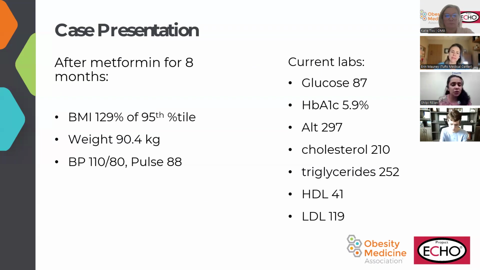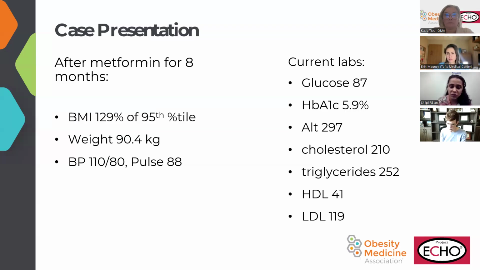Initially we started her on 500 milligrams of metformin because that's what the family wanted, and we slowly worked our way up to 2,000 milligrams. She has been on metformin for 8 months now. Her BMI is not much changed, so 129% of 95th percentile. Her vitals, as you can see here, are pretty much in the normal range.